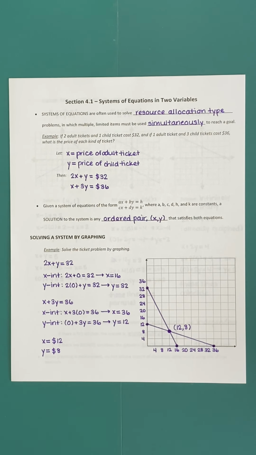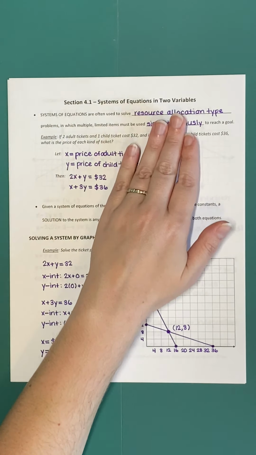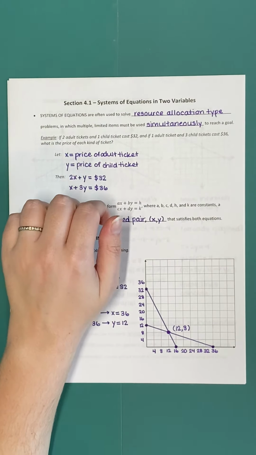Now, if we only had the one relationship, if we were told that two adult tickets and one child ticket cost $32, and we weren't given anything about the other purchase, that would not actually be enough information to uniquely solve for those particular values for these particular items. We can pick different combinations of adult prices with a different combination of child prices. There are different combinations of values that would add up to give us $32.